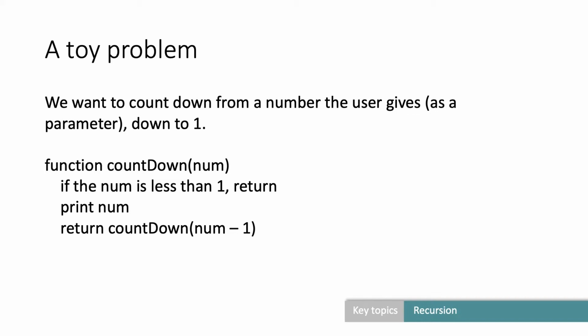If a number's less than 1, well, 1's not less than 1, it's equal to it. So we'd print out 1. Then you'd run countdown with 0. And at this point, the number is less than 1, so it stops. So this is a way of printing out the numbers from, in this example, 5 to 1.